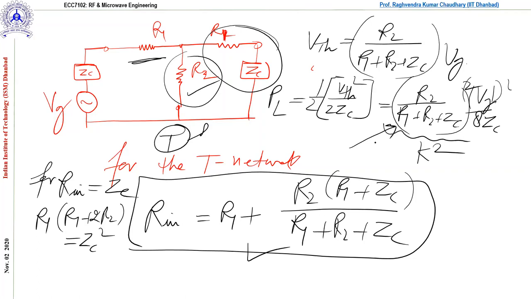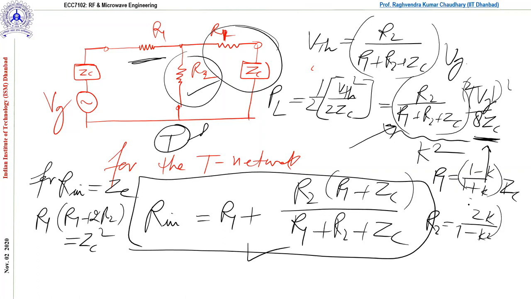So now we have the control. This one is the available power, and K square is the power attenuation; we are going to control it with this term. K square is equal to (R2 over (R1 plus R2 plus ZC)) to the whole square. A PIN diode in a forward bias state can be used for controlling the resistances R1 and R2. In this way the attenuation can be managed. Here R1 is (1 minus K over 1 plus K) ZC, and R2 is (2K over 1 minus K square) ZC. So this is going to be controlled by the PIN diode.